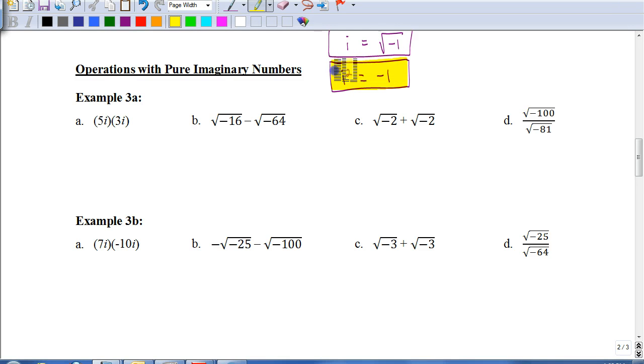with the only exception being that if I ever have i squared, that's going to be equal to negative 1. That is a key piece of information that's necessary for us to know how to do these types of problems. So let's do this first one.